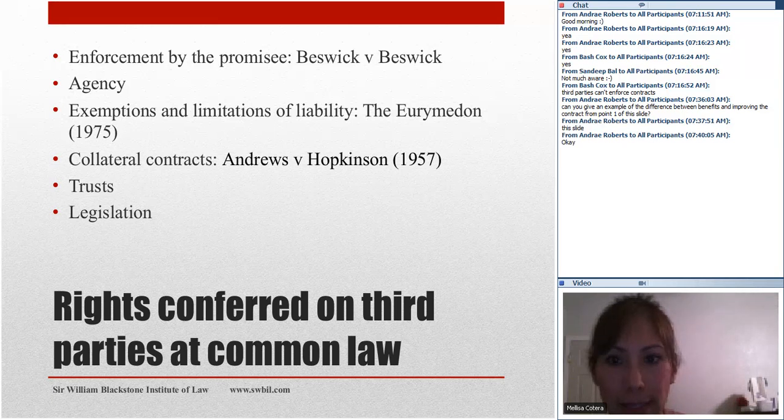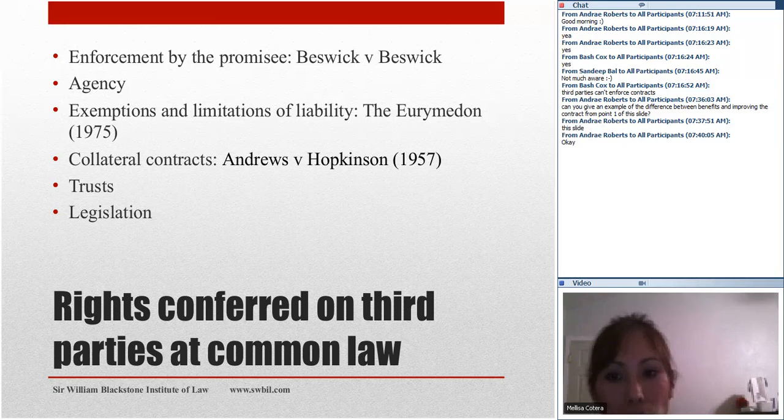In this case, Mr. Peter Beswick was a coal merchant. Okay? He was an old guy, and he had no business premises. So his nephew, John Beswick, helped him in his business. So in March 1962, Mr. Peter Beswick and his wife were both over 70. They were not in good health. And the nephew was anxious to get hold of the business before Mr. Peter Beswick died.